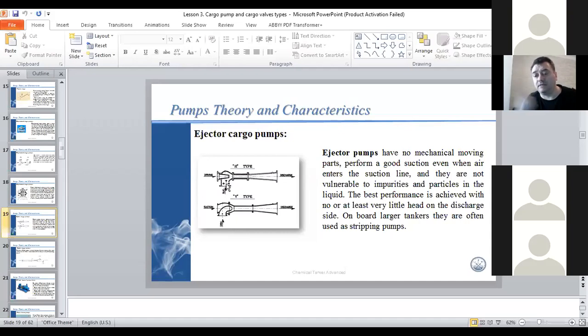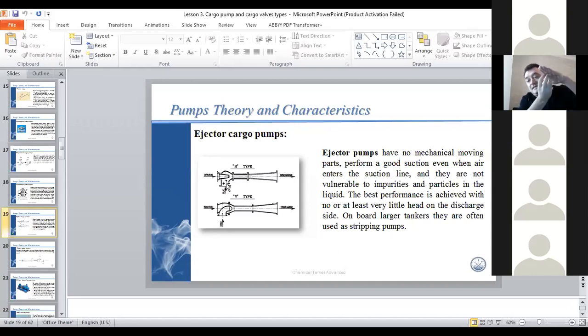When you're working with a centrifugal pump, you're discharging a big amount, but finally there is still some part of the cargo remaining on the bottom. And this part of the cargo, the centrifugal pump cannot take, cannot make suction, no way. In this case, you start the ejector by circulating the cargo to the slop tank or to some other compartment and taking the suction.